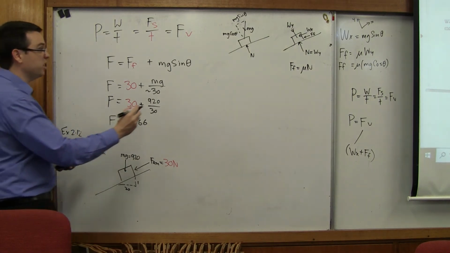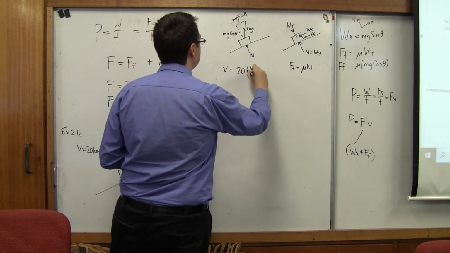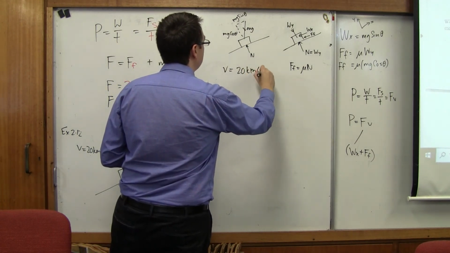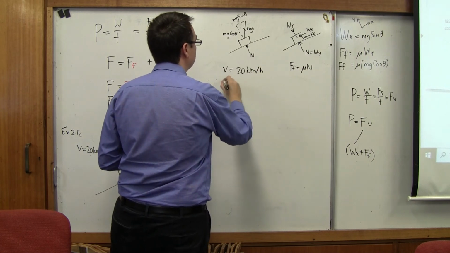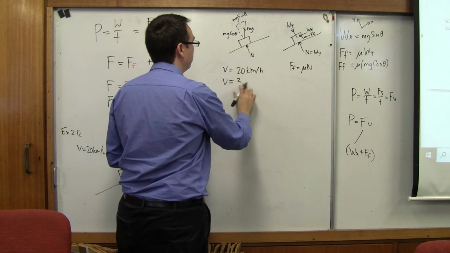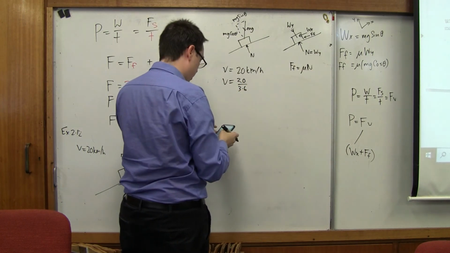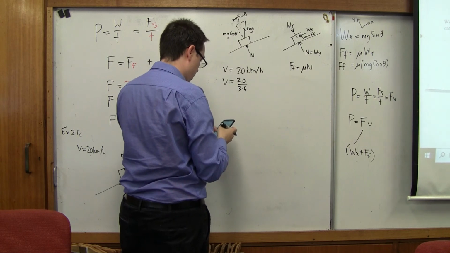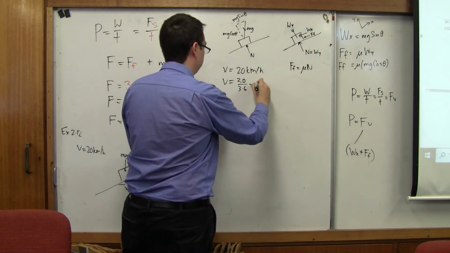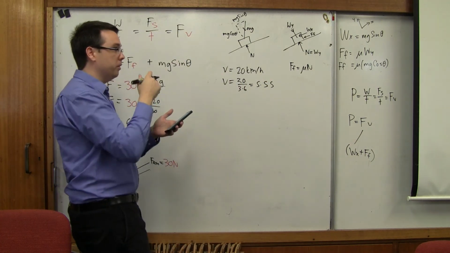Our velocity is equal to 20 kilometers per hour. Which function are we going to use to do that? We're going to do 20 divided by 3.6. Yep. And that's going to give us meters per second. 5.55. Equals? You get 5.55? I get 5.55, but 20 divided by 3.6.